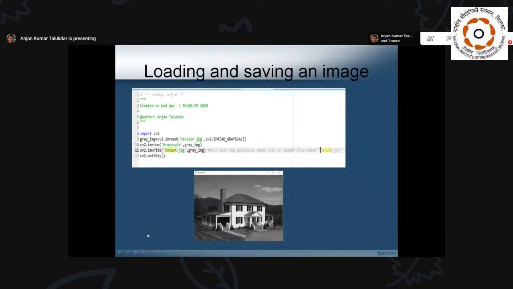After that you can save this image. For that the command is cv2.imwrite. Then you write the file name under which you want to save the image, and then the name of the image you want to save. This will save your image.